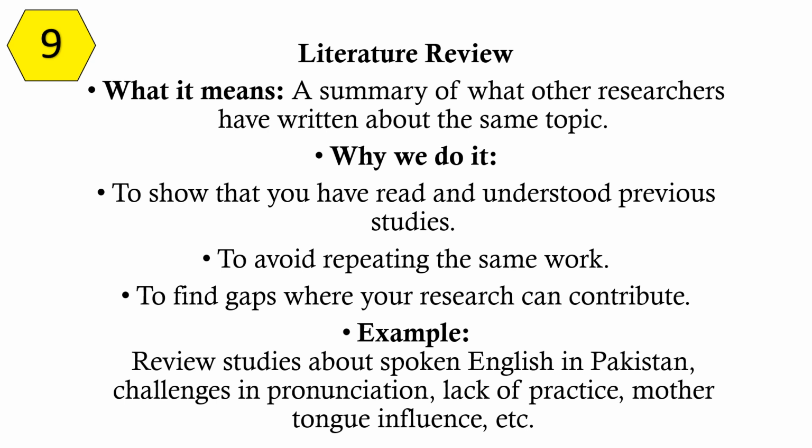One good basic formula about research work is you should make a sequence of headings, just like this: spoken English in Pakistan, challenges in pronunciation, lack of practice, and then start finding relevant literature in it. So how do we find relevant literature? There are many possible ways. You can go to Google Books and find the latest works written on your topic. You can go to ResearchGate or Google Scholar and find the latest articles written on your topic.